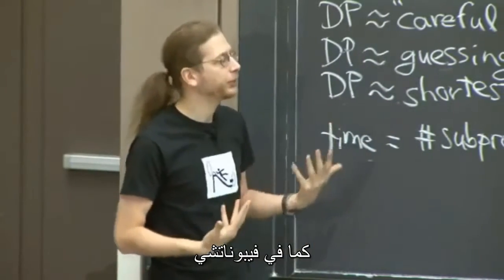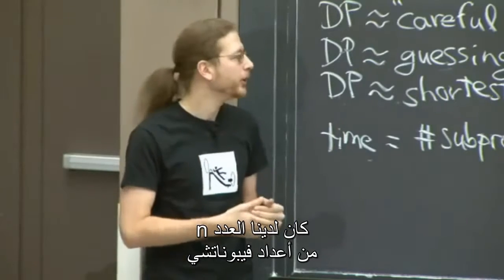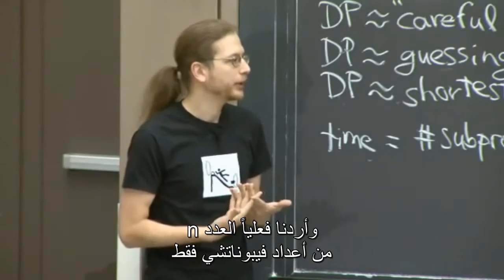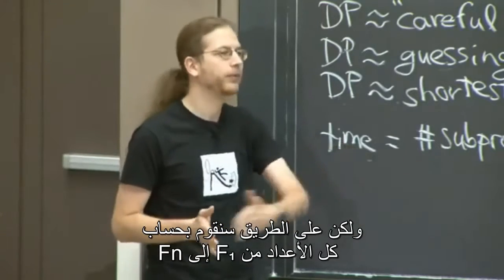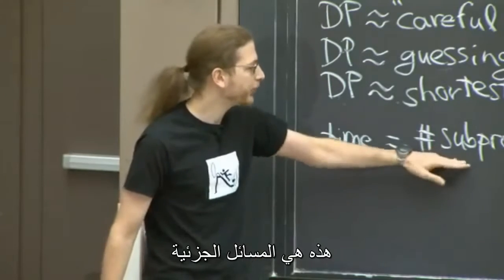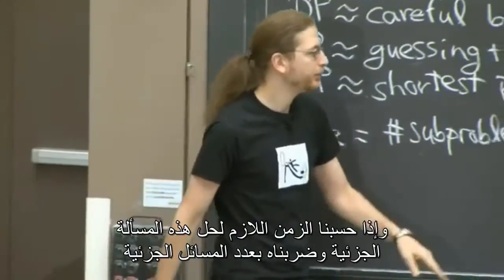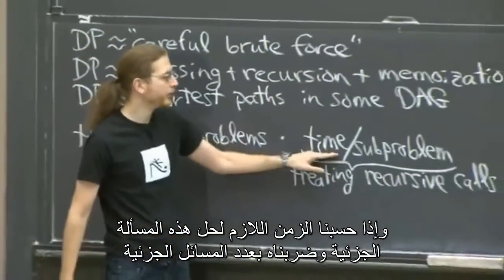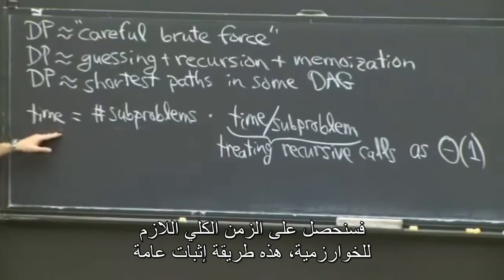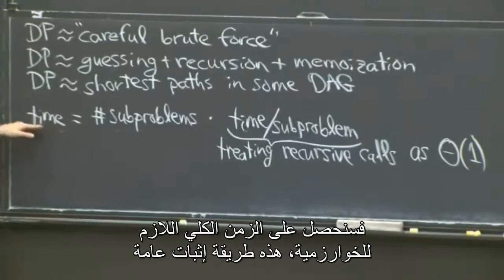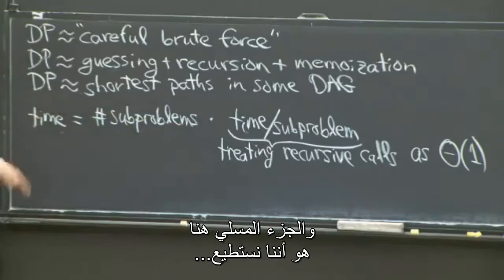Like with Fibonacci, we wanted the nth Fibonacci number. But along the way, we're going to compute all f1 up to fn. So those are our subproblems. And if we compute the amount of time we need to solve each subproblem and multiply that by the number of subproblems, we get the total time required by the algorithm. This is a general true fact.